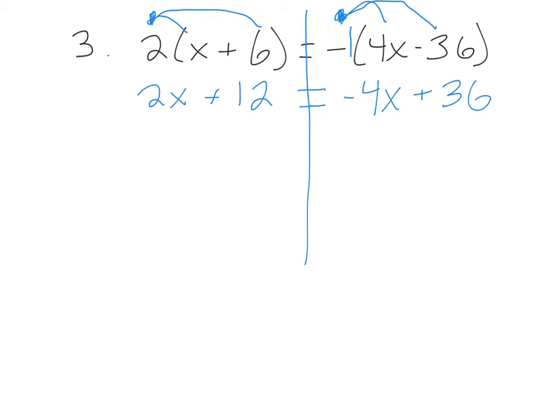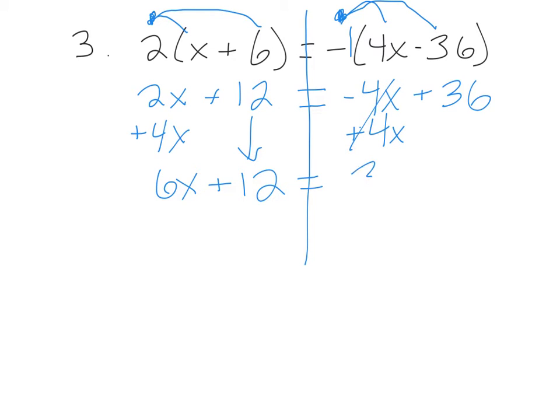Because I want to work with positive numbers, I'm going to take my -4x and add the 4x to the left. So then we have 2x and 4x. That gives me 6x. Drop our 12. So 6x plus 12. And then we're left with a positive 36 on the right.